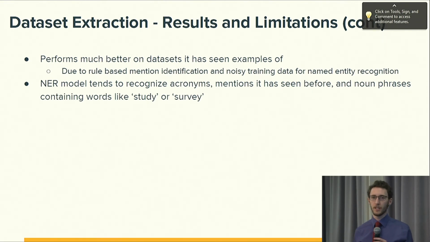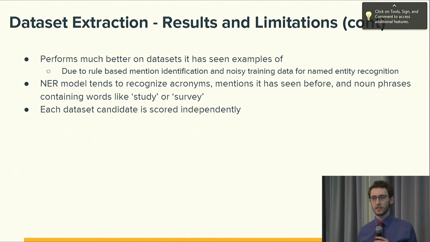Whereas what we would hope is that it would learn semantic clues, and it would actually pick up on the sentence structure or phrases that are used when a paper is saying we used this dataset. And then lastly, each dataset candidate is scored independently in this model. So there could be added gains from scoring globally across a paper. So probably some datasets are more likely to occur together or to not occur together.